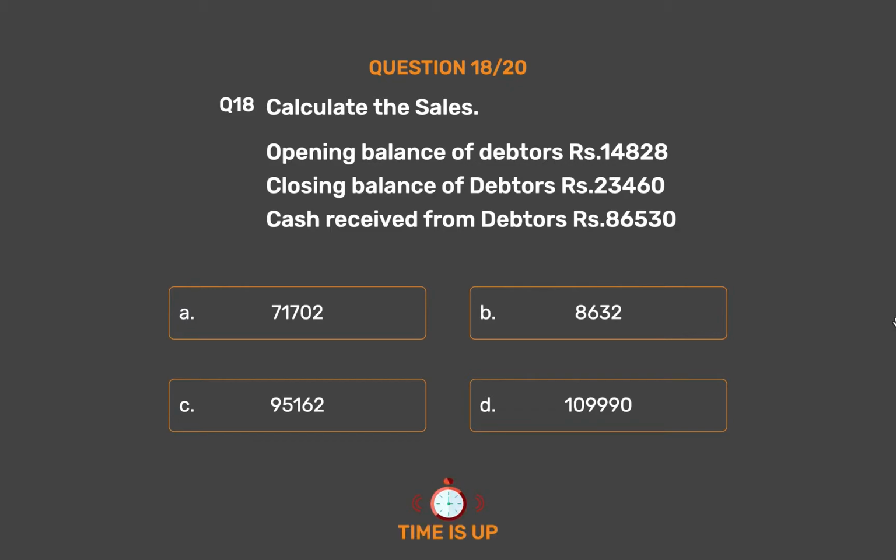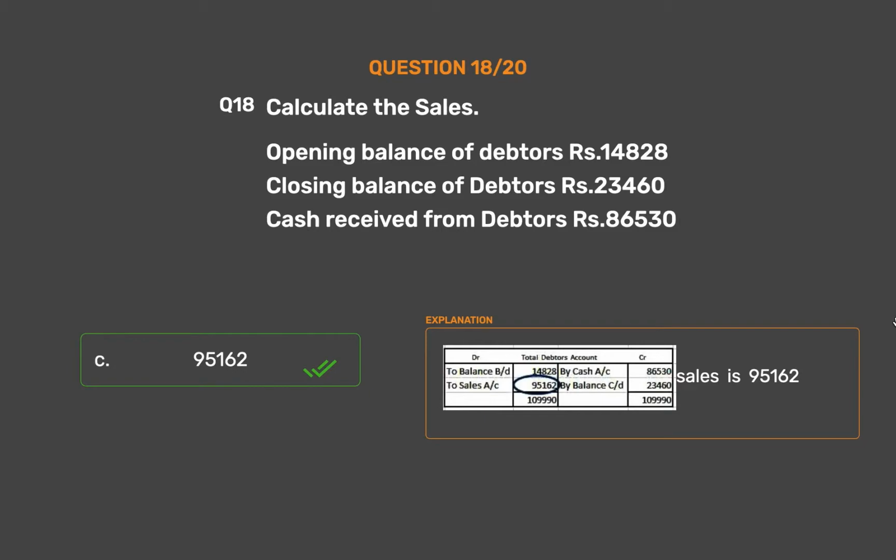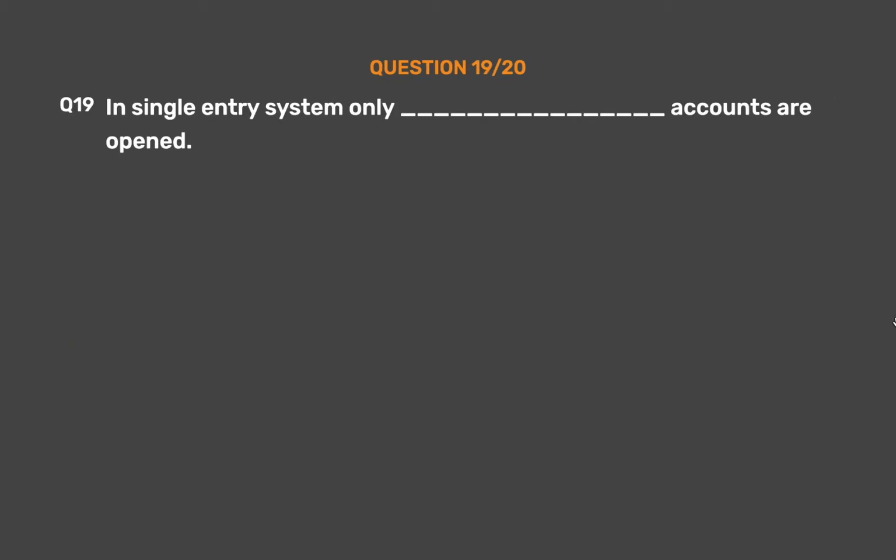The correct answer is option C 95,162. Sales is 95,162. Question number 19. In single entry system only underscore accounts are opened.